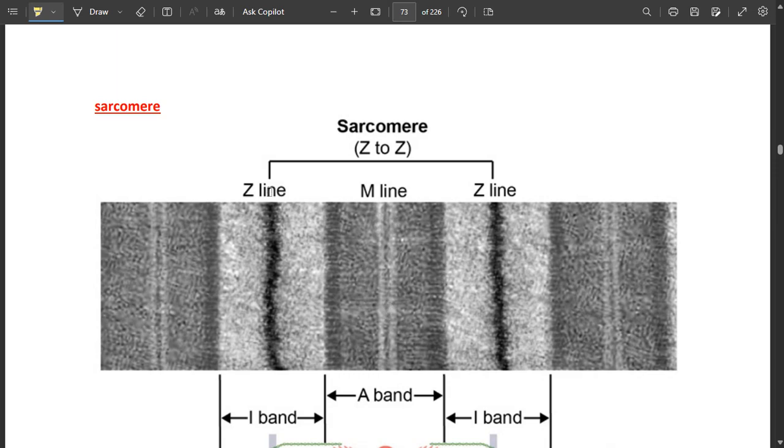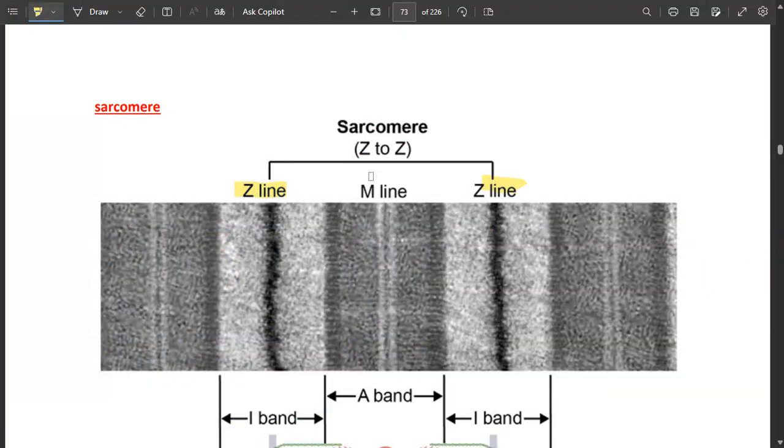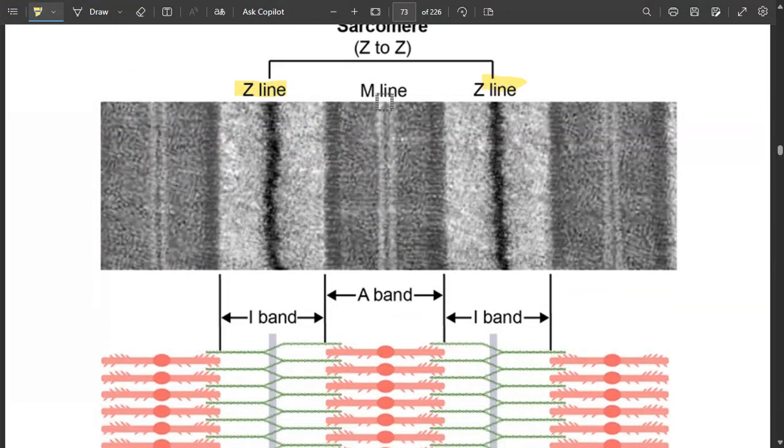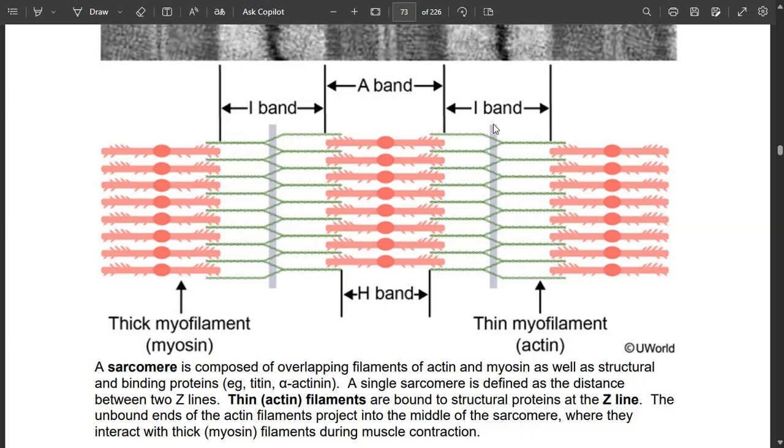Okay, so all right, so this is Z line. This is also Z line. This is Z line, and from the Z line comes this.